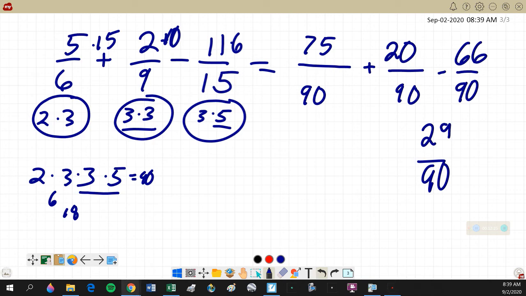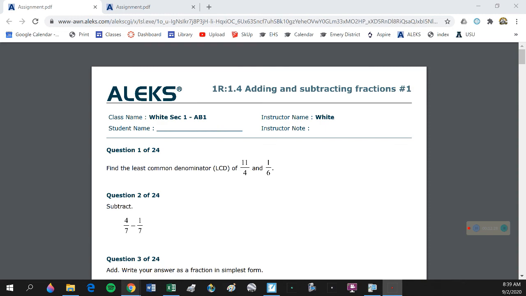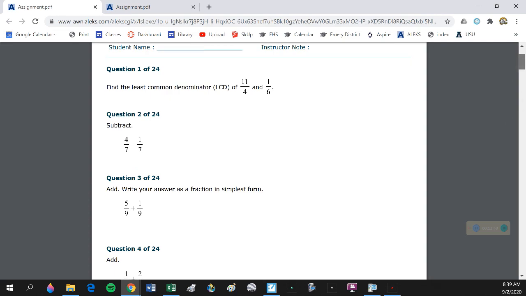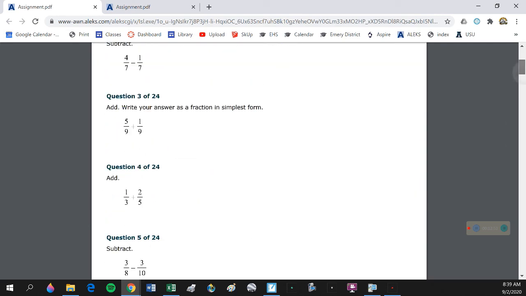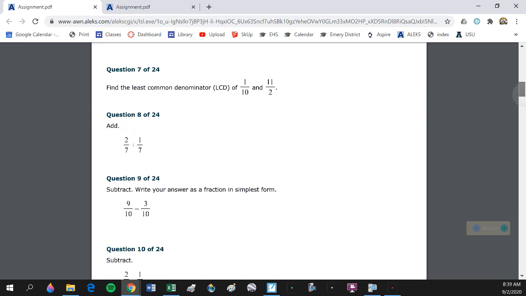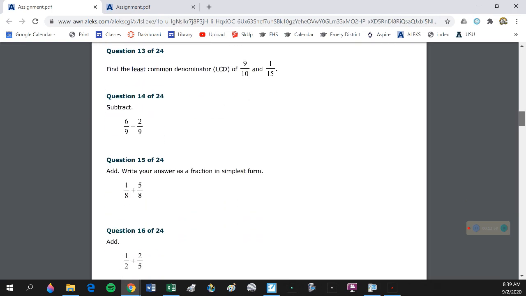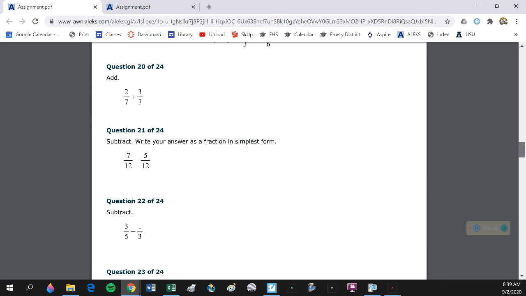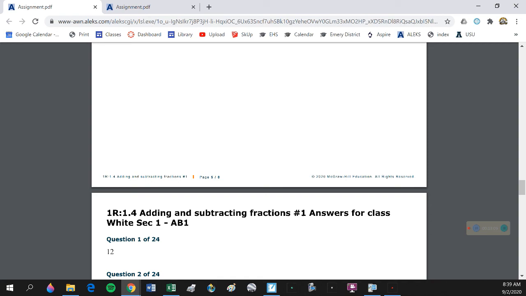Okay, let's look at the assignment for today. Oh, that's not what I wanted to do. Maybe it is what I wanted to do. I don't think so. Oh, I guess so. Okay, simplest form. Find the least common denominator. All right, you guys can handle all that stuff. Okay, that is 1.4.